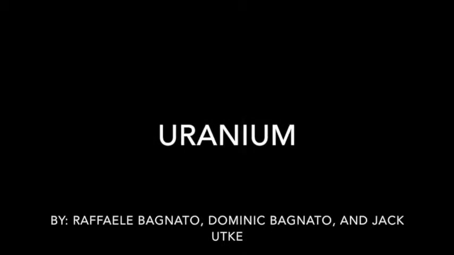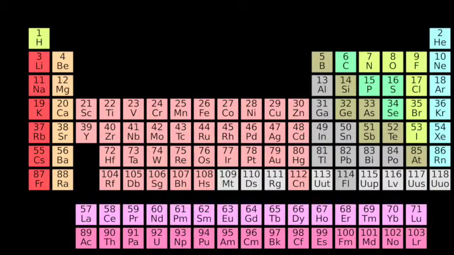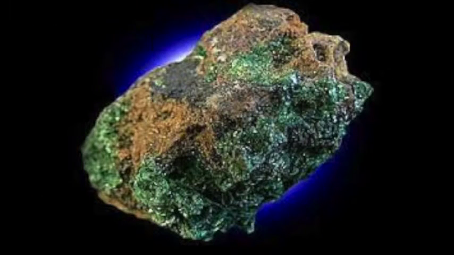The element uranium is named after the planet Uranus. Its atomic number is 92 with an atomic mass of 238.02891. Its mass number is also 92. Uranium will always have a positive charge.